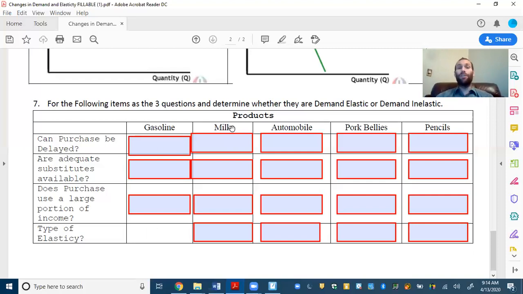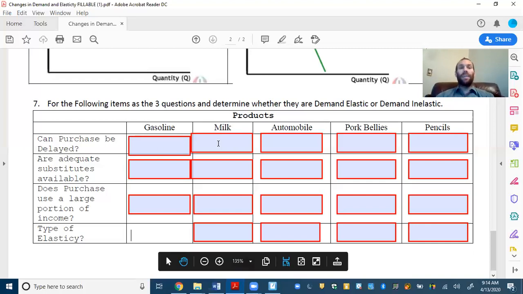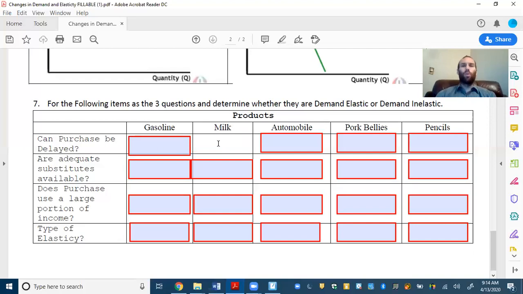For example, dairy milk here. Can you wait to buy milk? That's kind of an optional one. Let's go with a no, because your cereal's not going to have milk in itself, and we don't want to eat dry cereal. Okay, are there adequate substitutes available? Wow, that has changed in the last decade. It used to be no, and now the answer is yes.